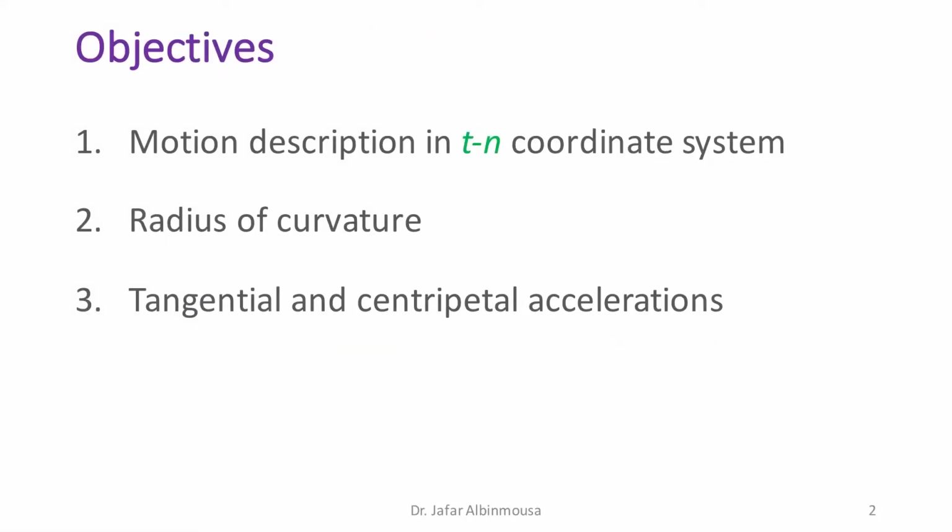So the objectives are to describe the motion using the normal tangential system, which is abbreviated as T-N, and also we would need to define the radius of curvature, and we will also see that we will have to define the tangential and the centripetal acceleration.